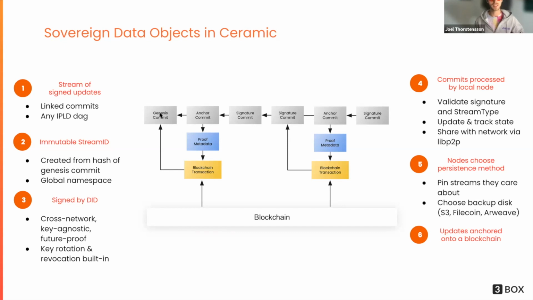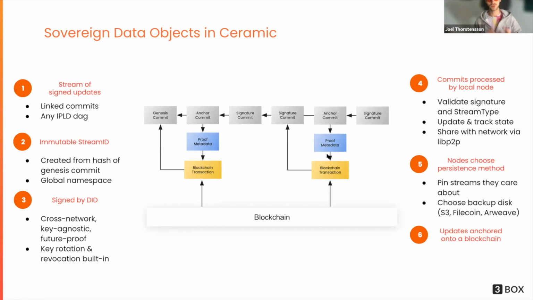And in the Genesis, we have to specify a controller, and that's basically the owner of this object. And this is specified as a DID, a decentralized identifier, which is a standard to represent an identity in a decentralized, blockchain-agnostic way. And this allows us to have a fully blockchain-agnostic system, but also do key revocation and rotate keys over time.